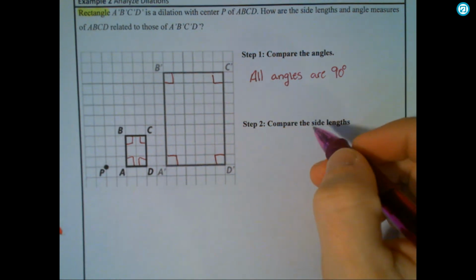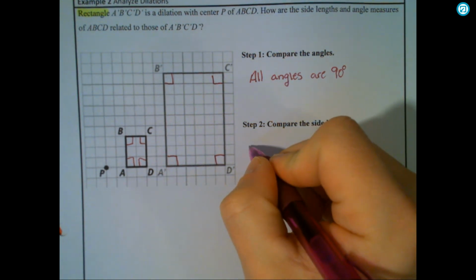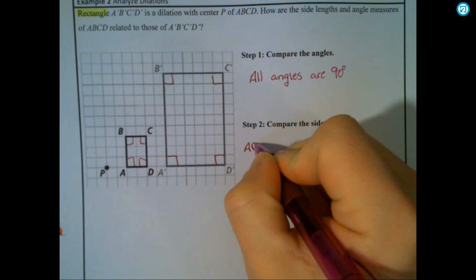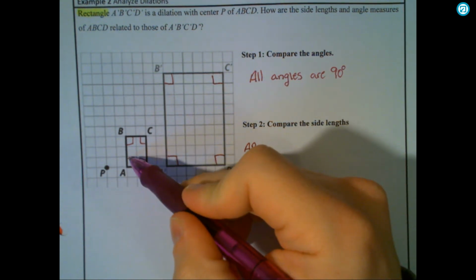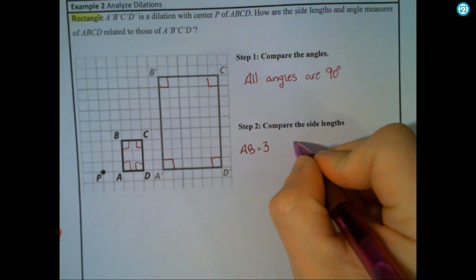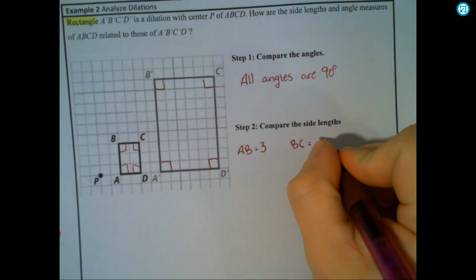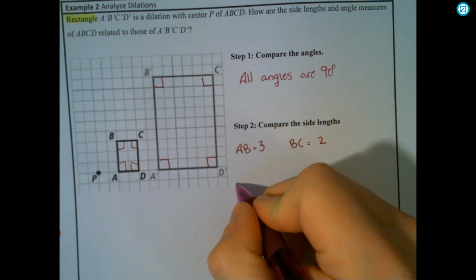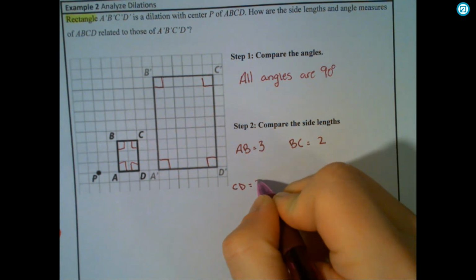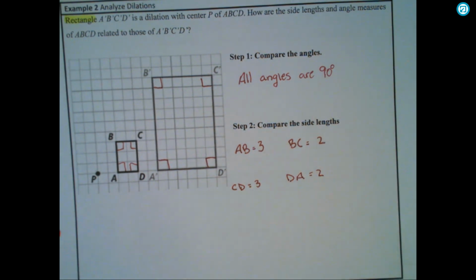The thing that really is going to change though is the side lengths. So looking at our pre-image, we have AB has a side length of 3. BC has a side length of 2. CD is going to have a side length of 3. And then DA has a side length of 2. So those are all of the original lengths that we're dealing with.